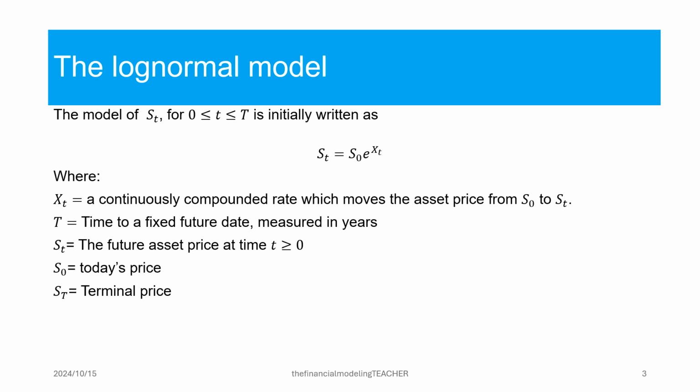The S_T is the future asset price at time T, but T must be greater than or equal to 0. As we've seen, the S_0 is today's price or the current price, and then S with a big letter T will be the terminal asset price.